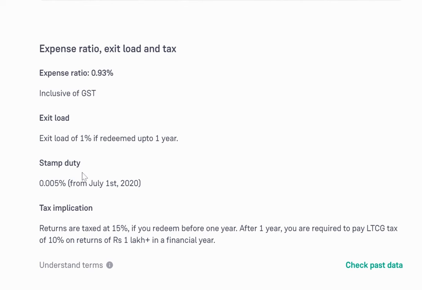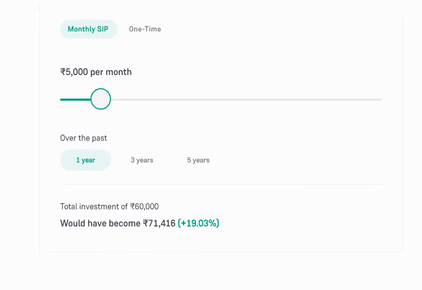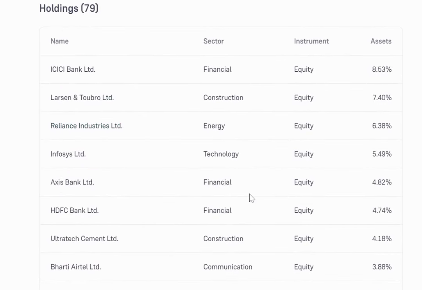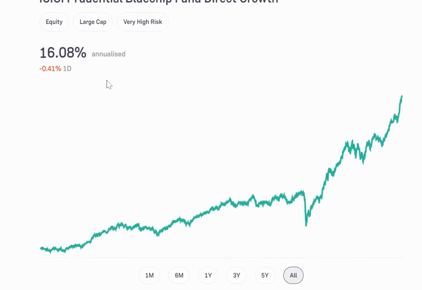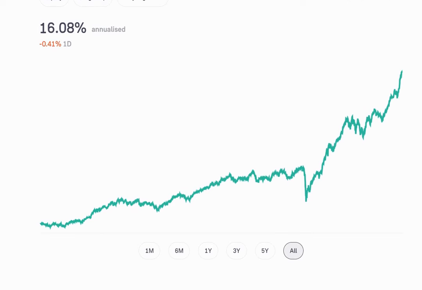It's a must. Stamp duty will be default for any mutual fund. It will be constant, so you can't do anything about it. While comparing mutual funds, you need to concentrate on expense ratio, exit load, and most important, which companies they are investing in and the growth rate, how this mutual fund has grown in the past few years, for your analysis.